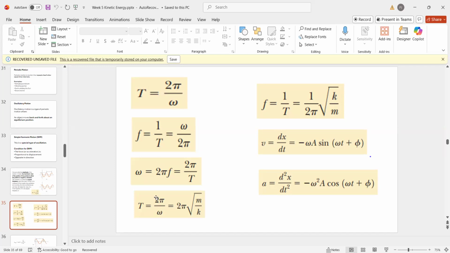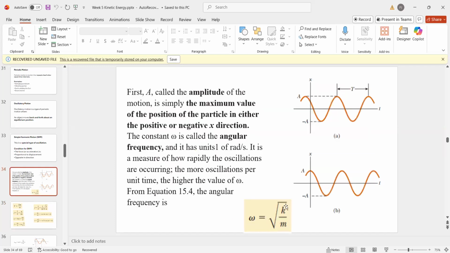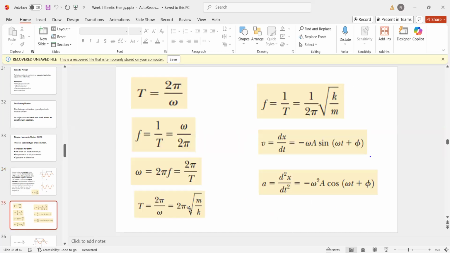The T value is 2π over the omega. So now you are trying to replace it. And then don't forget this value, the omega, the square root of k over m. The omega is the square root of k over m. So now, this is the omega that you are replacing. You're able to take the inverse of this value, so you're able to arrive at this value. So now your f is 1 over T.